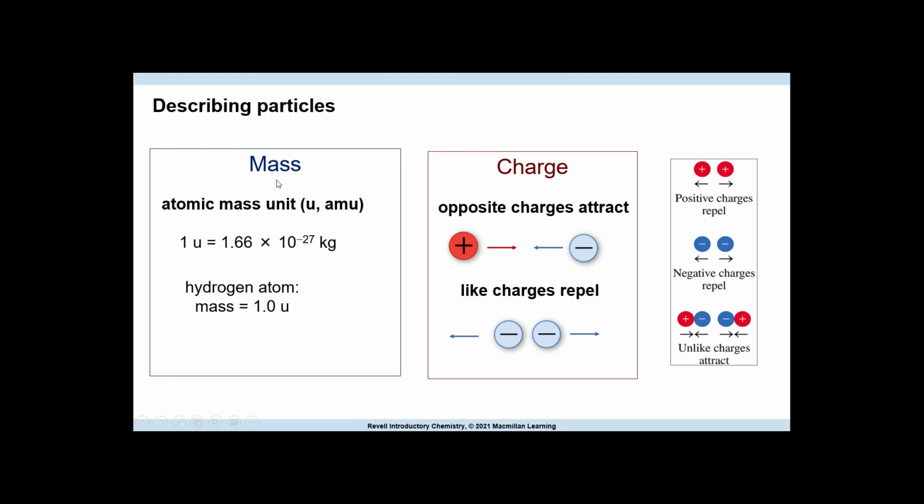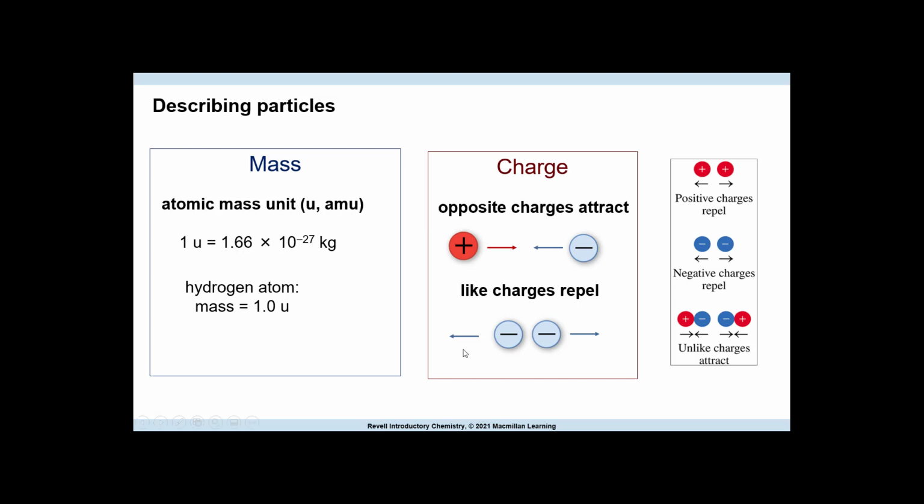One atomic mass unit is equal to 1.66 times 10 to the negative 27 kilograms. That's a conversion. If we have to do conversion problems, that would be your conversion or equality in order to do the conversion problems. The lightest element is hydrogen and has a mass of 1.0 U, which is equal to 1.66 times 10 to the negative 27 kilograms.